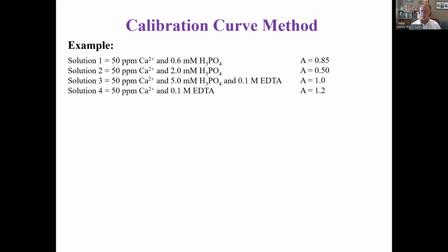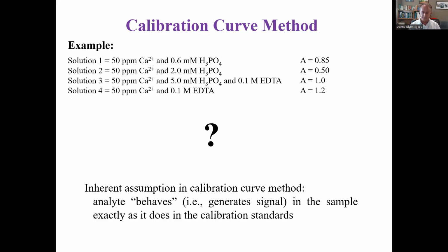Now, how can that be? They all have the same calcium concentration. I should get the same response on my instrument. Well, the only difference between these would be the other components within that system. So they must in some way be impacting my ability to detect and quantify calcium. Why is that? The inherent assumption, as we said before, is that the analyte in my sample behaves identically to the analyte in the calibration standards. And that is never the case.